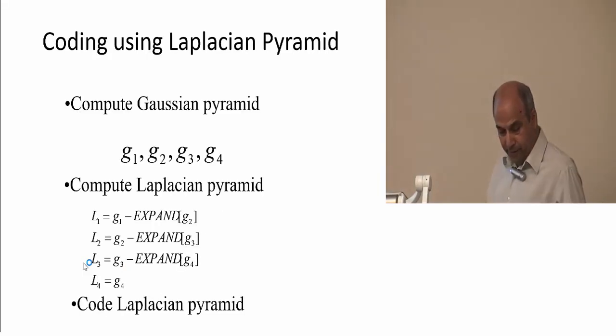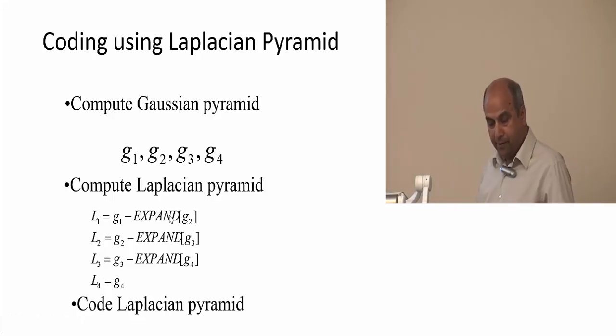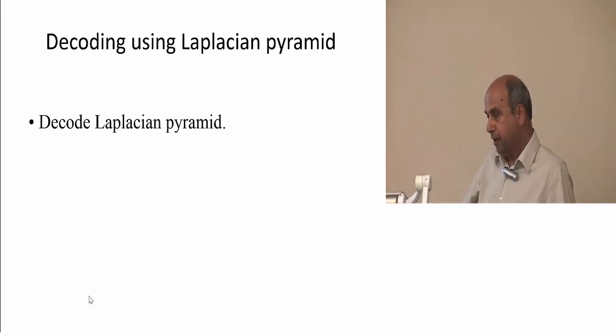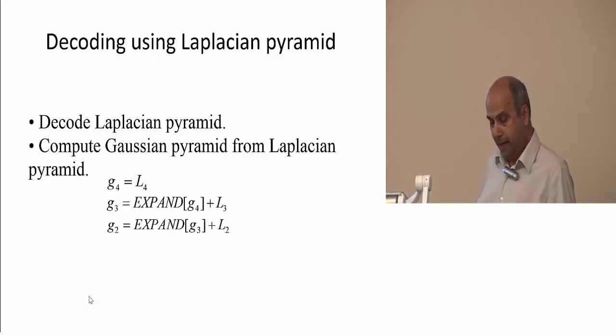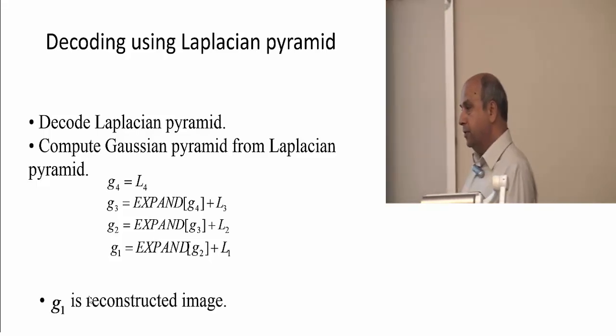Remember, here G1 was the original image, and we generated G2, G3, G4, the Gaussian pyramid. From that, we generated L1, L2, L3, L4, the Laplacian pyramid. The Laplacian pyramid we coded. At the other end, we got the Laplacian pyramid and decoded it. From that, we have all the levels of Laplacian. From that, we computed the Gaussian pyramid. And at the end, the last one is the reconstructed image, which is very good.